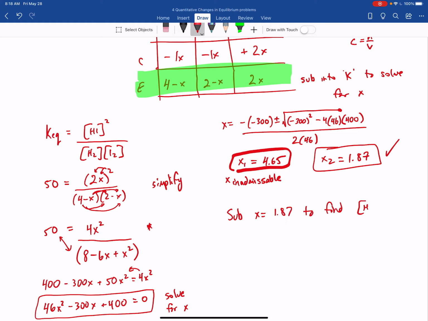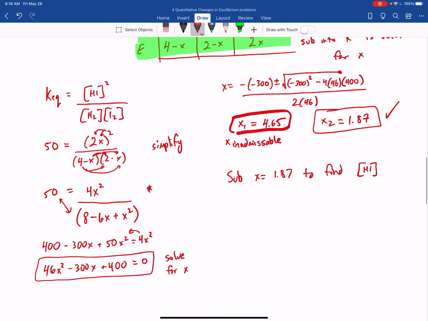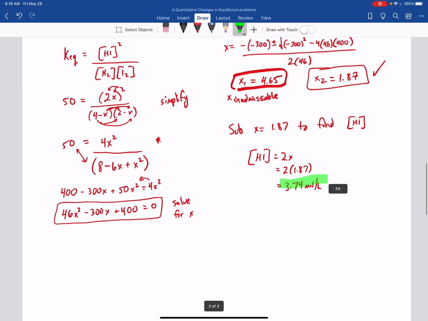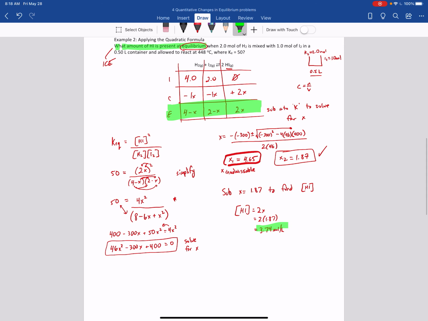Right, and we're asked to find the concentration of hydrogen iodide here. We're not asked for the others, but we could solve for them. We would just sub x in. So the concentration of HI is equal to 2x in this case, which is equal to 2 times 1.87, which equals 3.74. And I'll put the units at the end here, moles per liter. Okay, so that's our final answer based on what we were asked. We used an ICE table. We didn't have enough information, so we substituted it into K. We couldn't solve for it, so we used the quadratic equation to help simplify that.